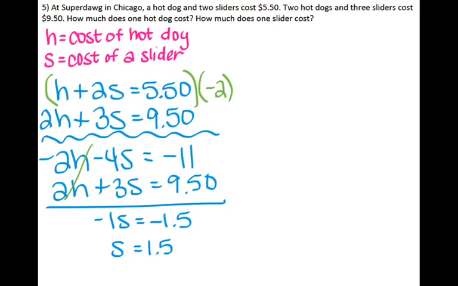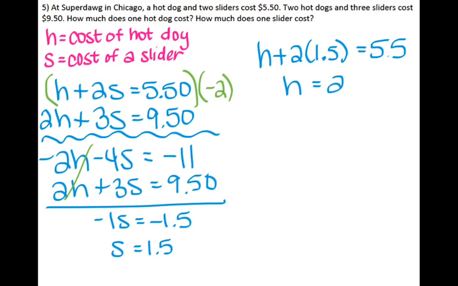And then I'm going to take that and plug it in to figure out the cost of a hot dog. So I have h plus 2 times 1.5 equals 5.5. So you get h equals 2.50. Now since we are dealing with a word problem, you do have to write your answer out in words.